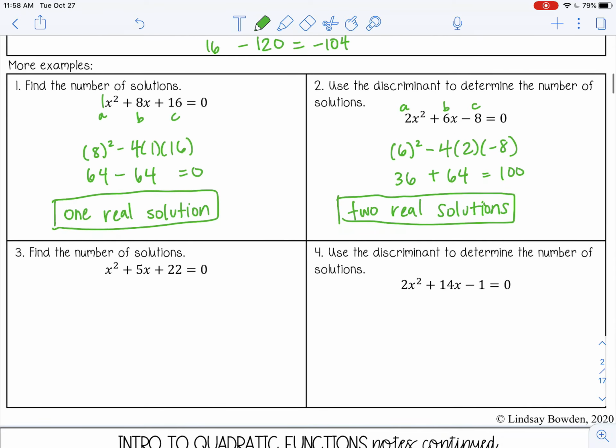All right, pause the video now and try 3 and 4 by yourself. All right, number 3. Let's see, 5 squared minus 4ac. That's 25 minus 88. That gives me negative 63. So since it's negative, it has no real solutions.